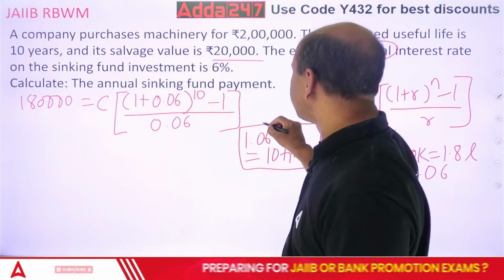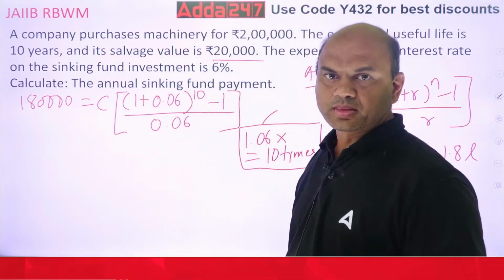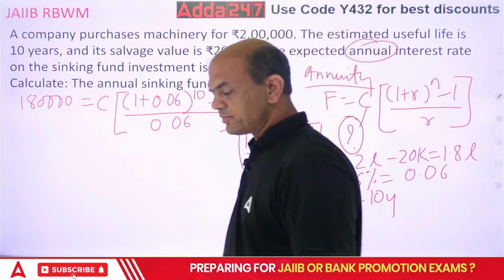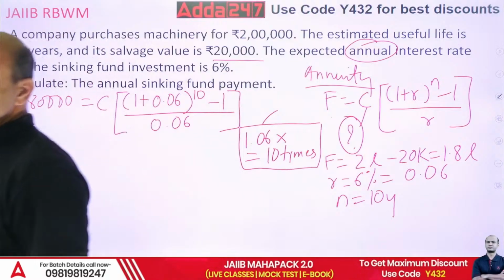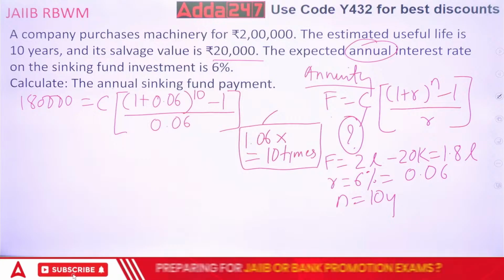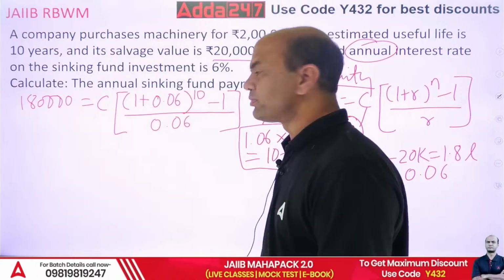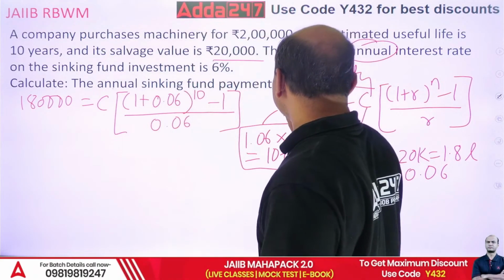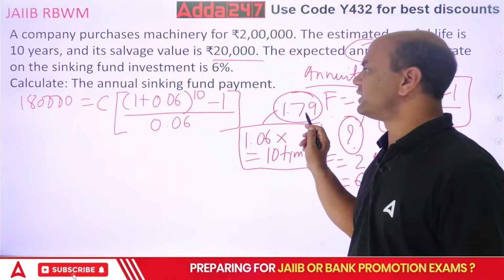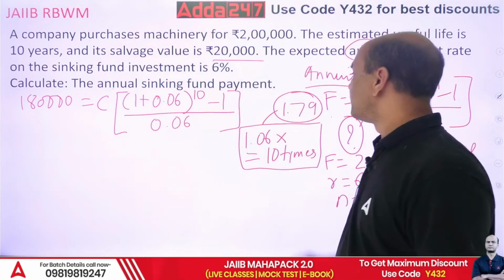Write this answer separately because we will be requiring this answer many times. Keep a habit of writing this raised to answer. So what is the answer? 1.79, I am getting it. 1.79. This is what I am getting. Everyone check this.